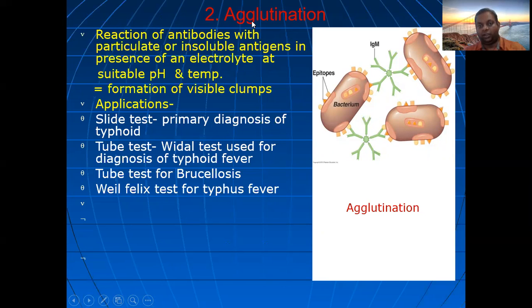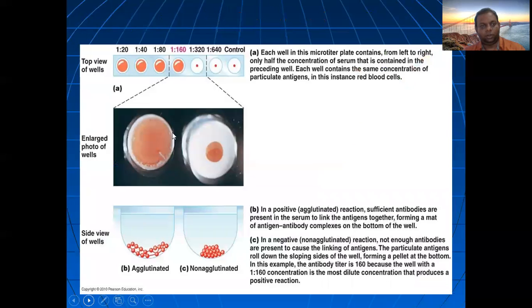It's about agglutination. Antibody antigen binding leads to agglutination. Reaction of antibodies with particulate or insoluble antigen in the presence of an electrolyte at suitable pH and temperature leads to agglutination. You can see here, this is agglutination. A mesh is formed, agglutinated. Here, just accumulation, no mesh forms. It's negative.